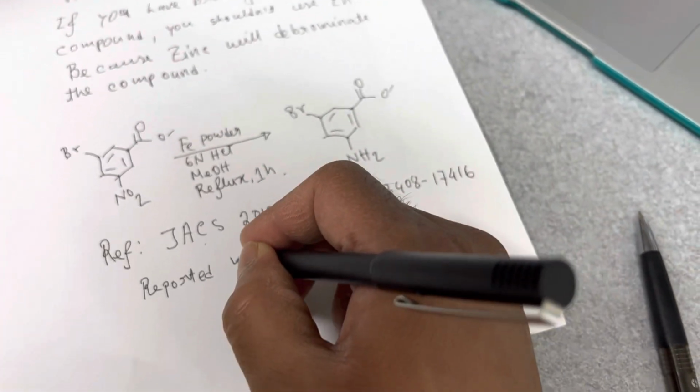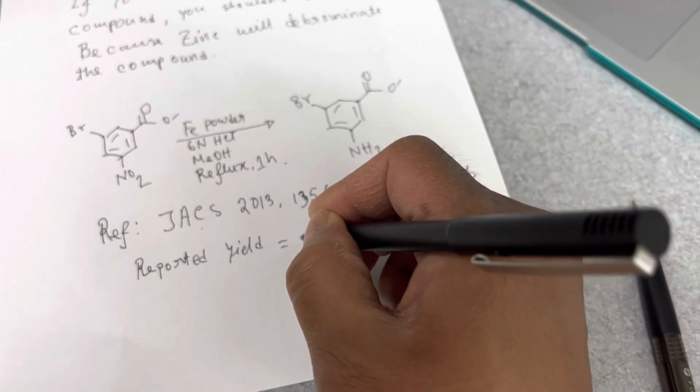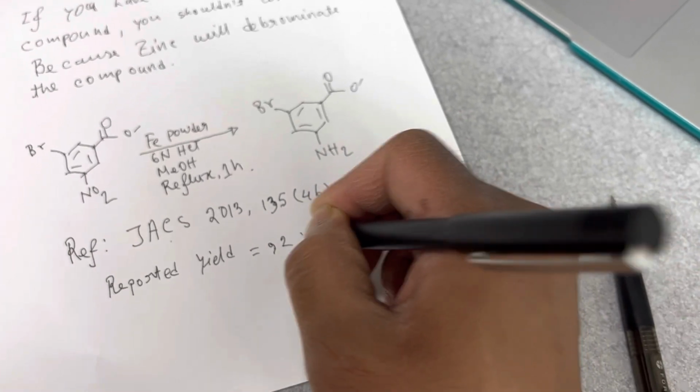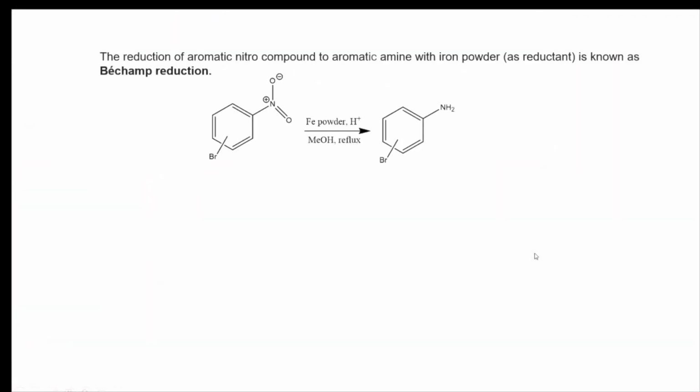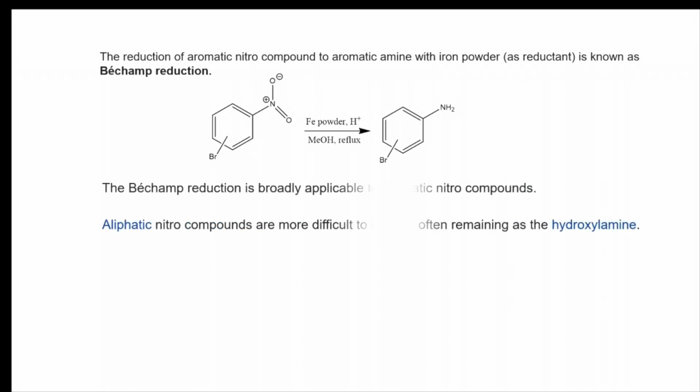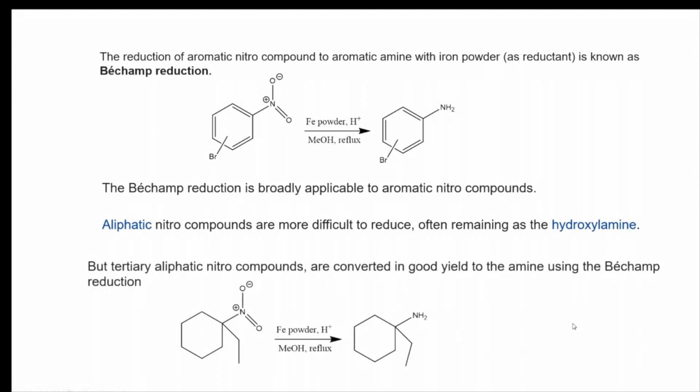And this reaction is very nice, and it is not troublesome like stannous chloride, which will give you pain. The reduction of the nitro compound with iron is called Bechamp reduction, and Bechamp reduction is almost applicable to all aromatic nitro compounds. Aliphatic nitro compounds are difficult to reduce, often remaining as the hydroxylamine. But if you have a tertiary aliphatic carbon nitro group, it is easy to reduce to amine by Bechamp reduction.